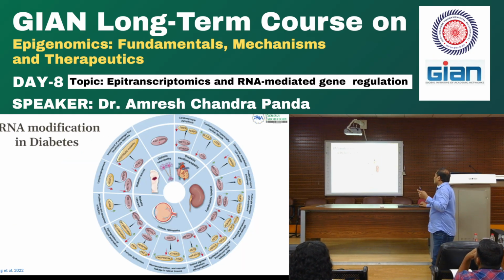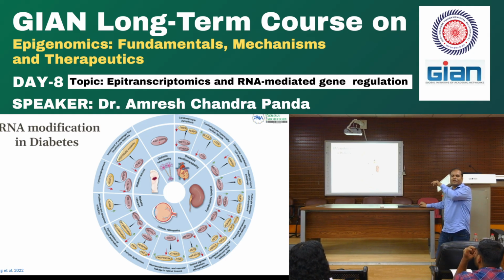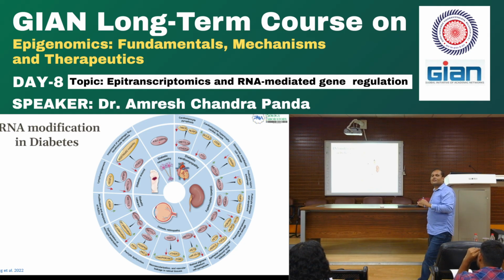There are many modifications known for different genes on different RNAs in diabetic cardiomyopathy or diabetic nephropathy. So different conditions have different modifications. We'll not go into the details, but the bottom line is RNA modification can cause disease, and if you can reverse that back by knowing which modification is doing what, you can have a therapeutic application.